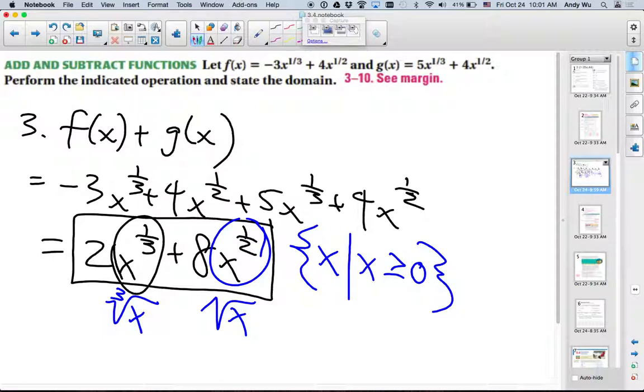Okay. Now, just to make sure we're on the same page, I'll give you a different problem that is a little bit more interesting. Let's say g of x is actually negative 4x to the 1/2, which means this is actually a minus x to the 1/2, which means instead of 8 here we have a 0, which means instead of 2x to the 1/3 plus 8x to the 1/2, this is just 0. Okay? How does that change the domain?